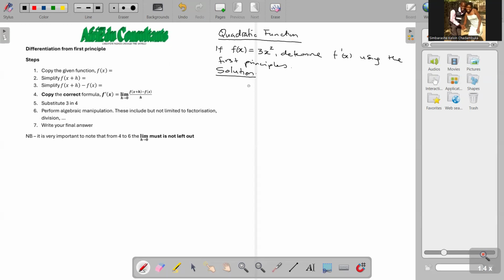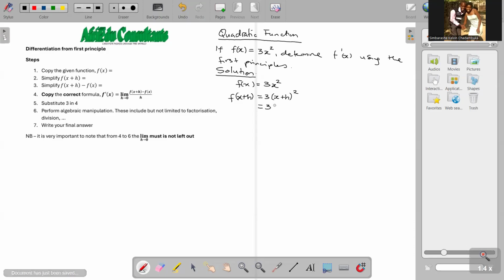As always, our step number one: copy the given function. So our f(x) is equal to 3x squared. Our second step, let us get our f(x + h). It means wherever there is x in the original function, we are going to substitute by (x + h) squared. So this is going to be equal to 3.